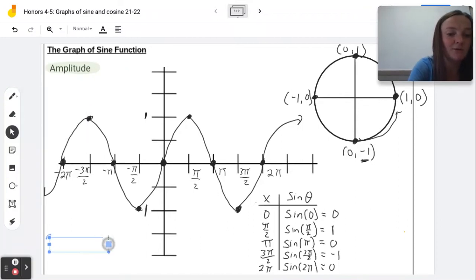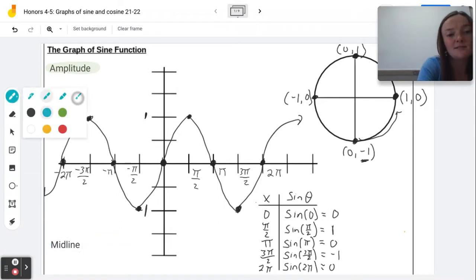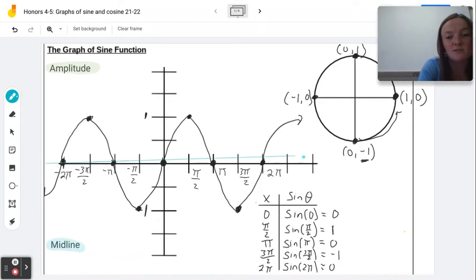We'll also define midline. So we want to define real quick the midline. The midline of the graph is going to be the line that splits this graph exactly in half on the horizontal axis. So in this case, the midline is going to be the x-axis. You can see that this blue line splits the graph exactly in half horizontally.